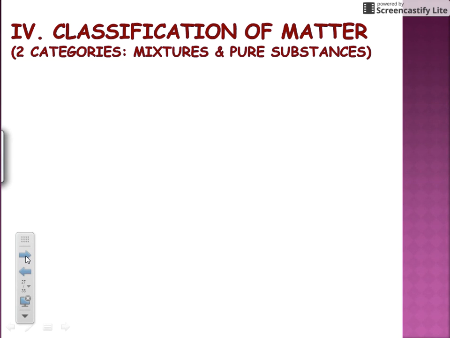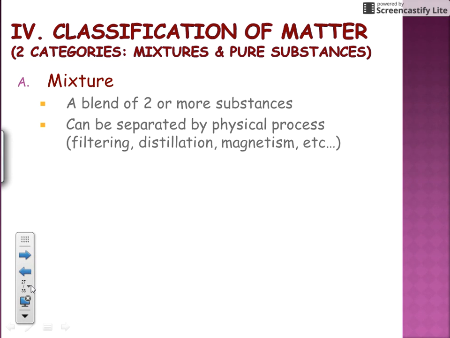Let's first look at what a mixture is. A mixture is a blend of two or more substances. We can call those pure substances up here, pure substances. And so you blend them or mix them together. Mixtures can be separated to their original components through physical processes or physical changes.